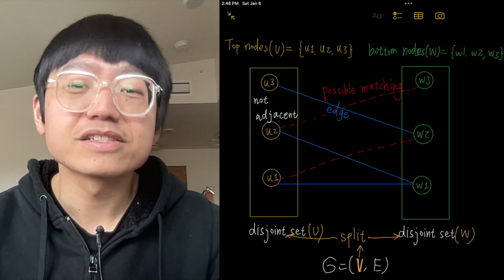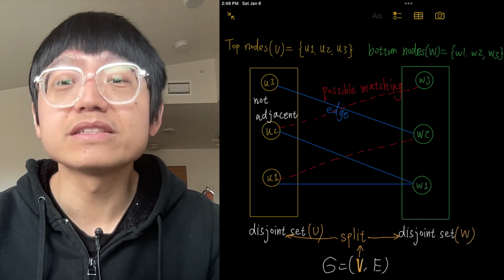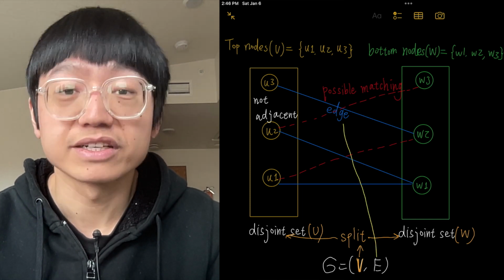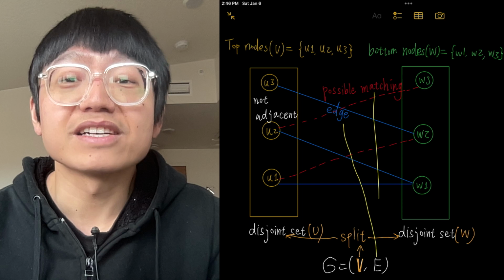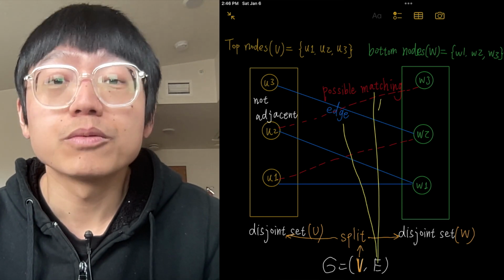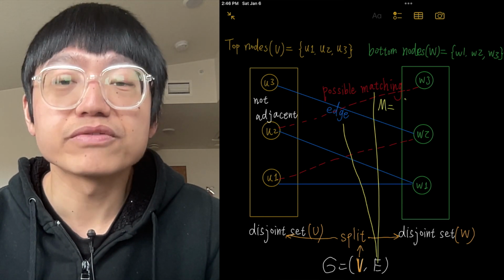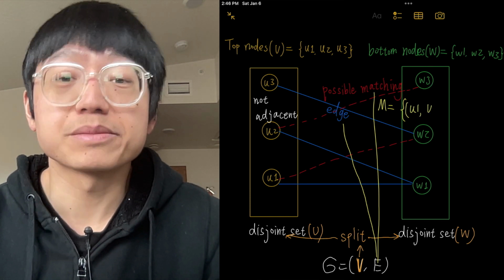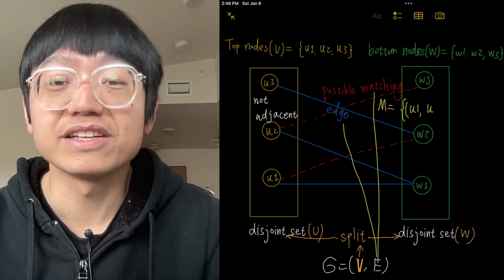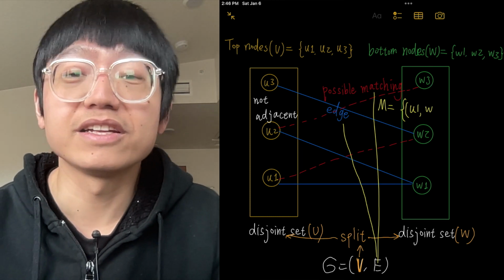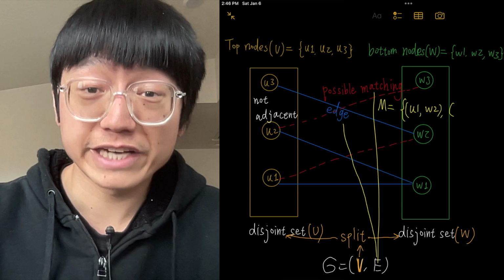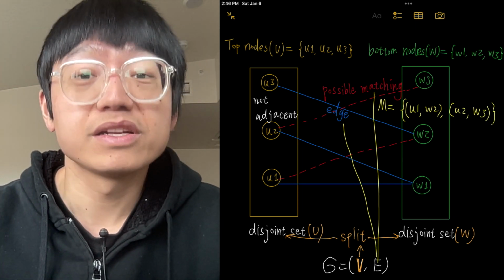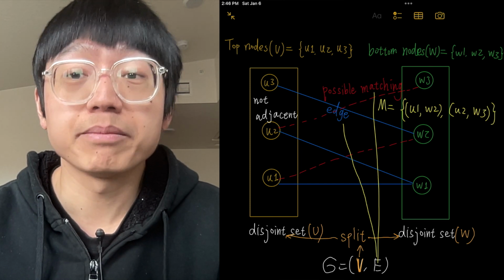In this context, a matching M is a subset of edges such that no two edges share a common vertex. In other words, it is a set of paired vertices with the constraint that each vertex is paired at most once. So this matching is perfect if every vertex in this graph is included in the matching, and in this matching M, each vertex in U and W is incident with at most one edge from the matching.